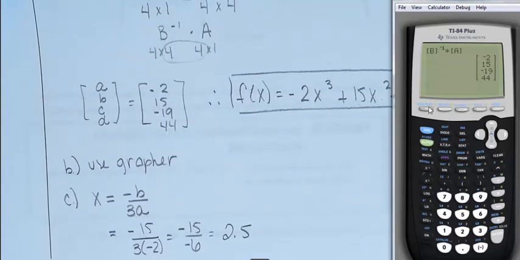So I guess I do need to plot this in here. Let's see here. There we go.